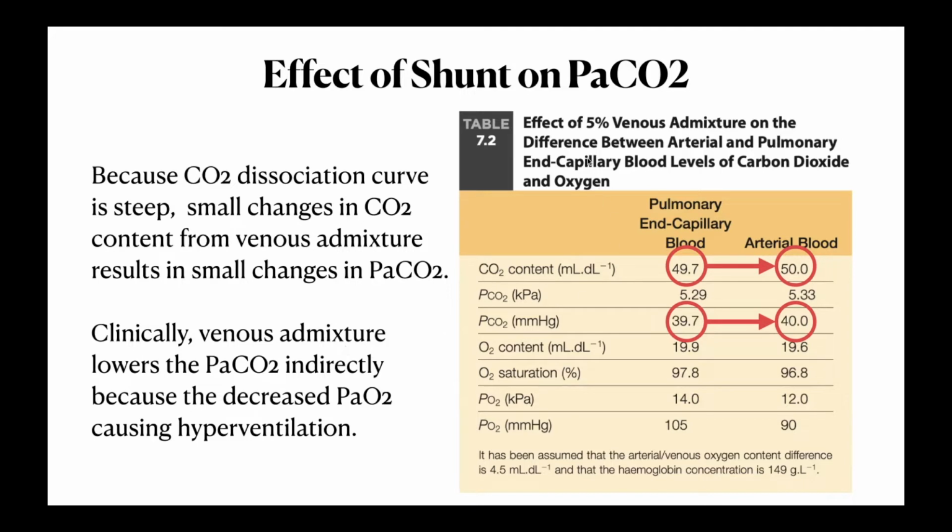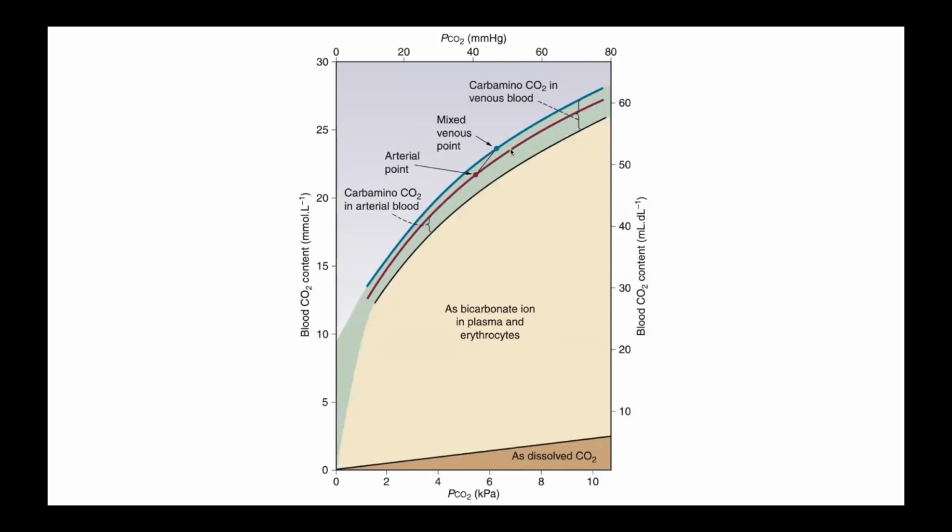Now, this is for someone who has a fixed ventilation. And what happens again is that we've got a venous admixture here, and you can see that the CO2 content has gone from 49.7 to 50. But have a look at the partial pressure of CO2. It's gone from 39.7 to 40. So the change is 0.3 mils per deciliter here, and the pressure change is only 0.3 millimeters of mercury. And the reason for that is because of the shape of the CO2 dissociation curve.